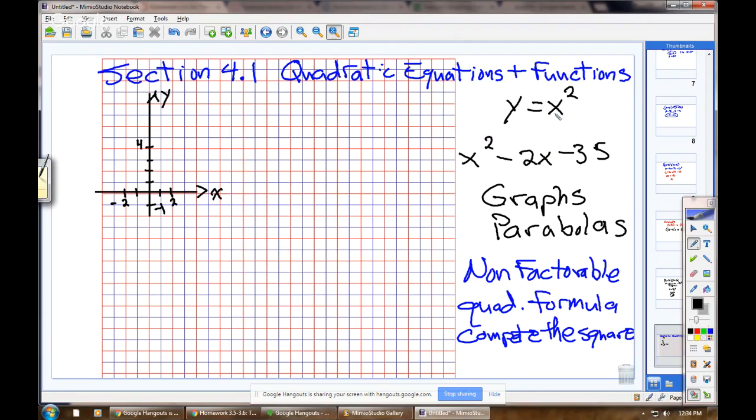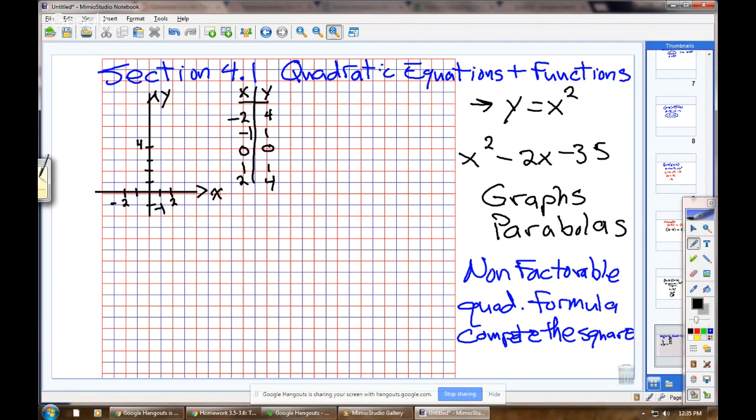To graph a quadratic, the easiest way to do it without a lot of experience is to make a table of values, x and y. I'm going to pick negative 2, negative 1, 0, 1, and 2 to plug into this equation. If I square negative 2, negative 2 times negative 2 is positive 4. Negative 1 squared is 1. 0 squared is 0. 1 squared is 1. And 2 squared is 4.